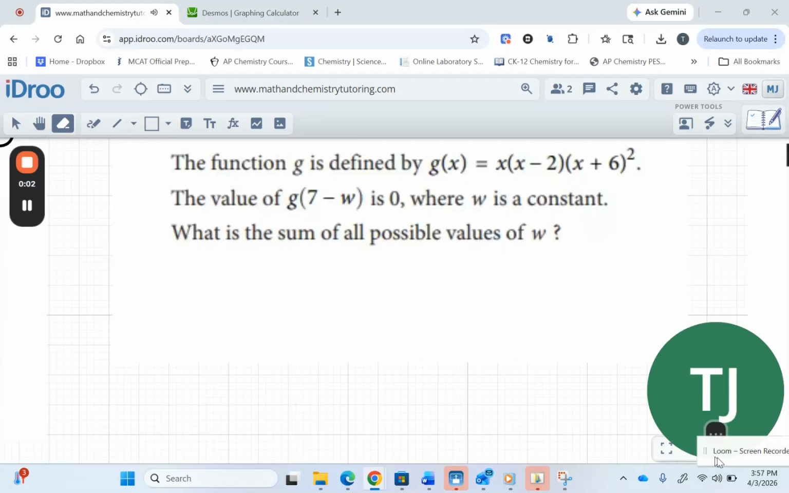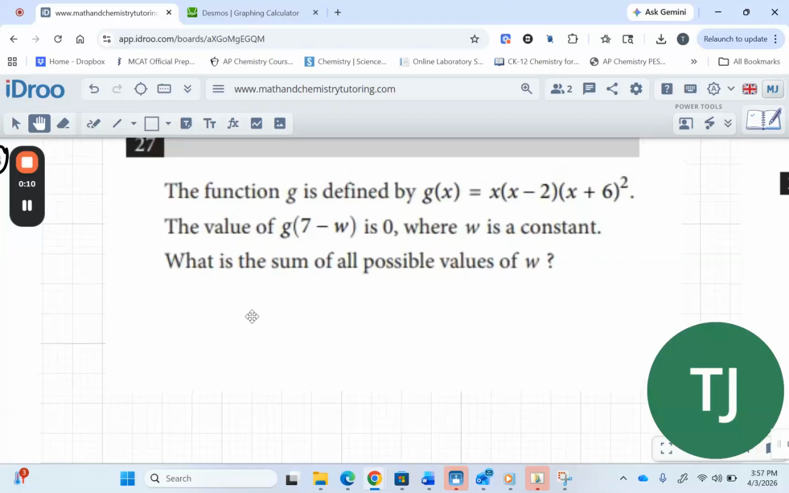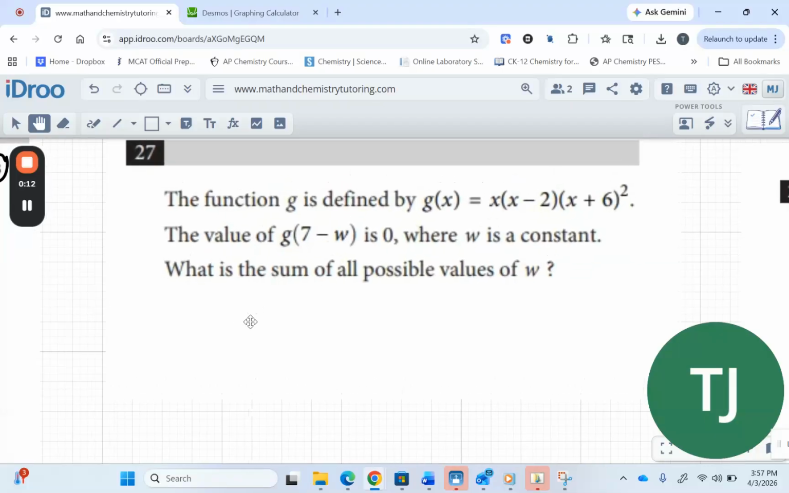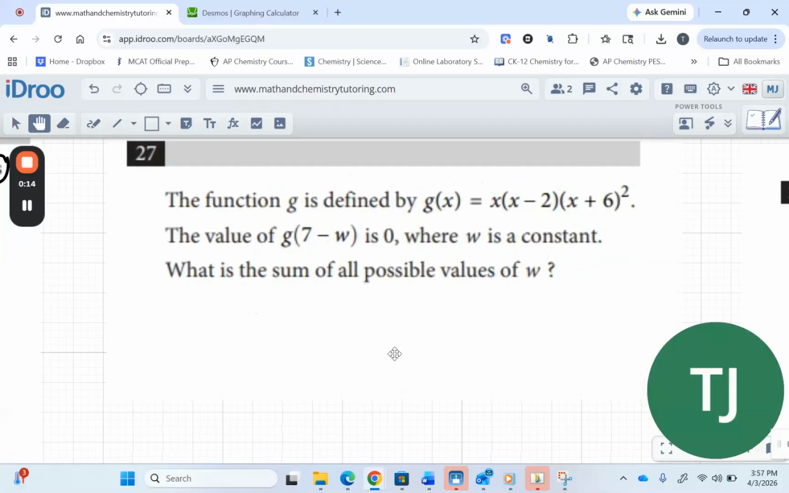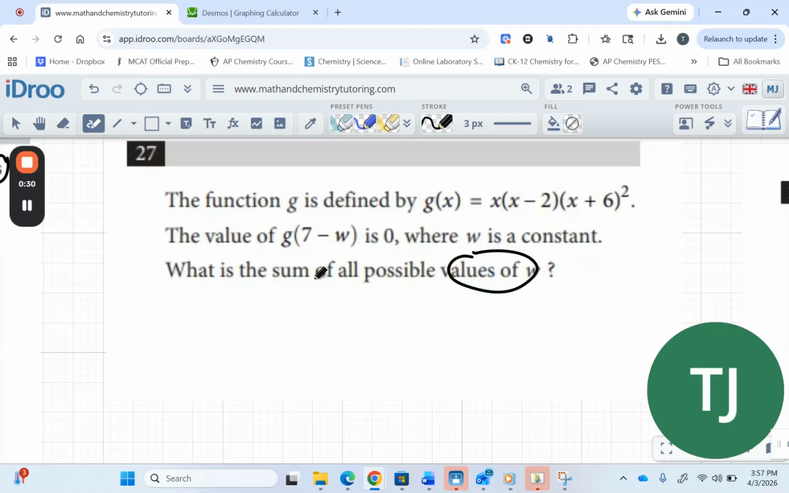All right. This question is a practice SAT style question from the College Board. Let's take a look. The function g is defined by g of x is equal to x minus 2 times x plus 6 squared. The value of g of 7 minus w is 0, where w is a constant. What is the sum of all possible values of w? So we're looking for the values of w, and then we will add them up.